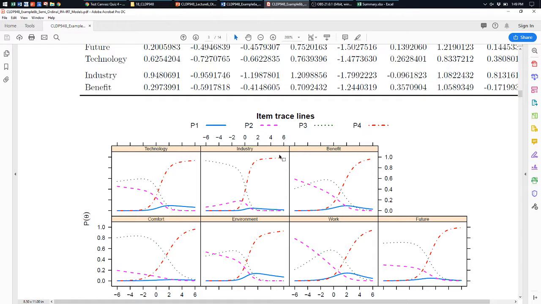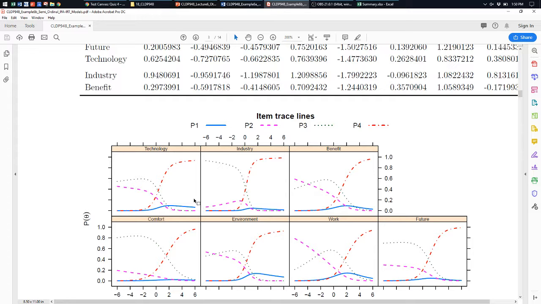Yeah, so like P1, the first option, is never the most likely at any point in theta. People low in theta, though, are more likely to pick 3 than 2. And if you're high in theta, then you're likely to pick 4. P1 is more likely than P2 and P3 later on. Yes, that is true, but it's never the most likely.